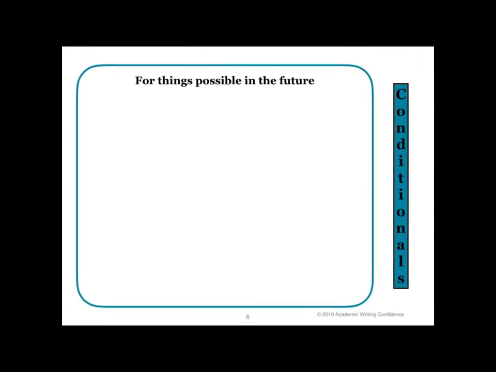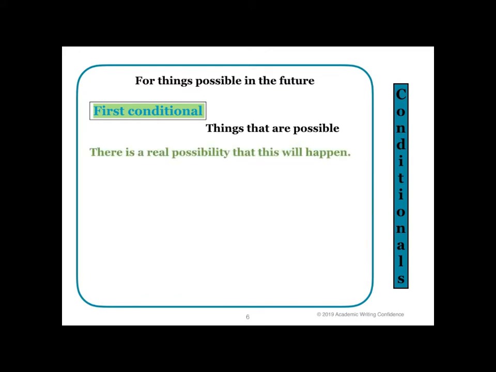Now let's look at each one of these a little more closely. For things possible in the future, we want to use the first conditional. There is a real possibility that this will happen. Here's the pattern that we use for this type of sentence. If I win the prize, I will buy a new phone.